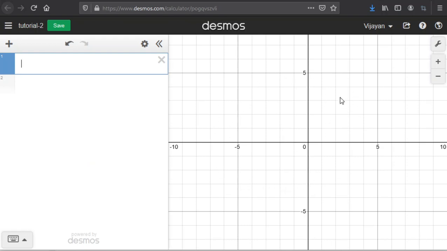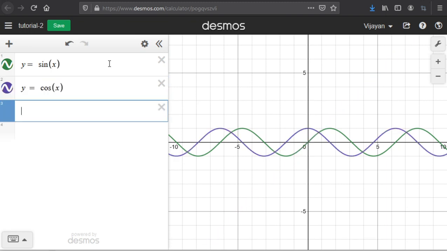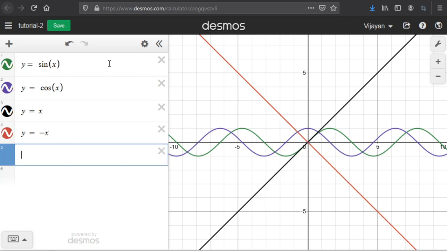You can see the axes over here, the horizontal and the vertical axis. Suppose I want to plot, say, y is equal to sine of x. This is the sine function. Suppose I want to plot y is equal to cos of x. This is the cos function. Suppose I want to plot a straight line, y is equal to x. This is the straight line. I can also plot y is equal to minus x, just the direction is changing.